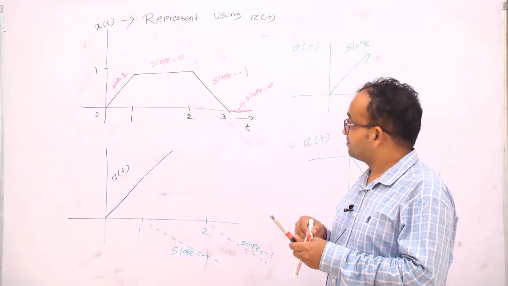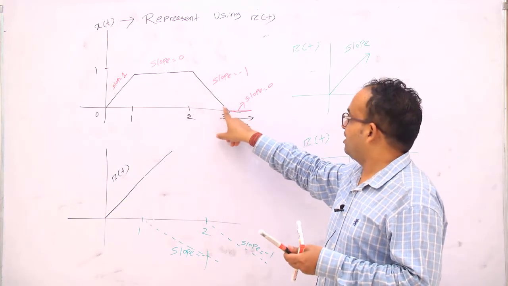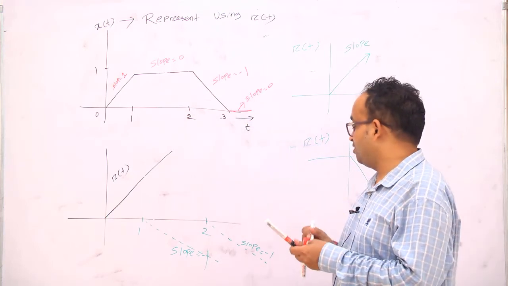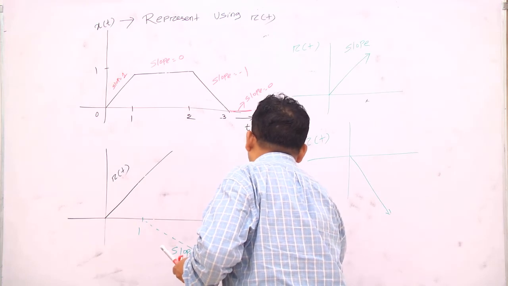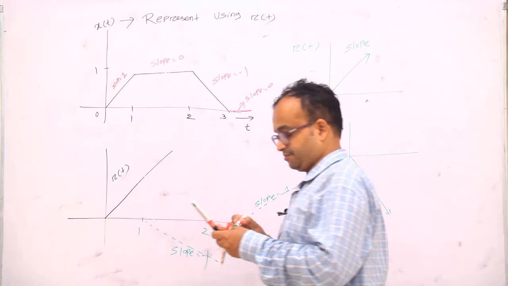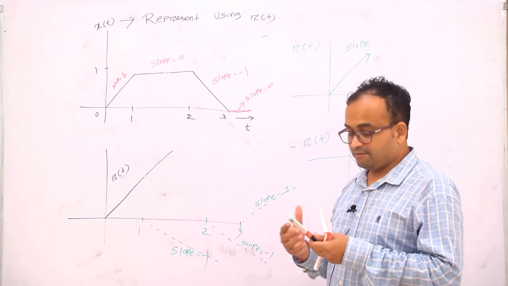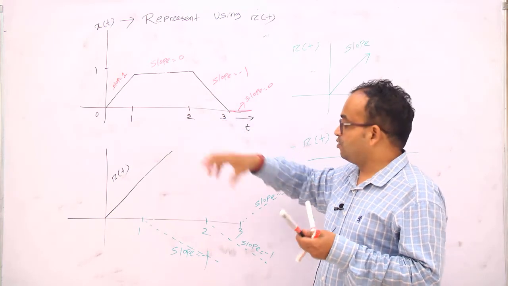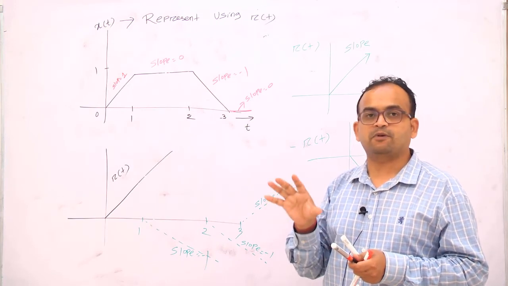Similarly, now the slope is minus 1. Again what happens? You have to make the slope 0 at 3. How to make the slope 0 at 3? We have to add another signal having the slope equal to 1. So these things we have to do. Before going to write this signal, we have to first estimate how to write the signal by using the slope concept. Right?